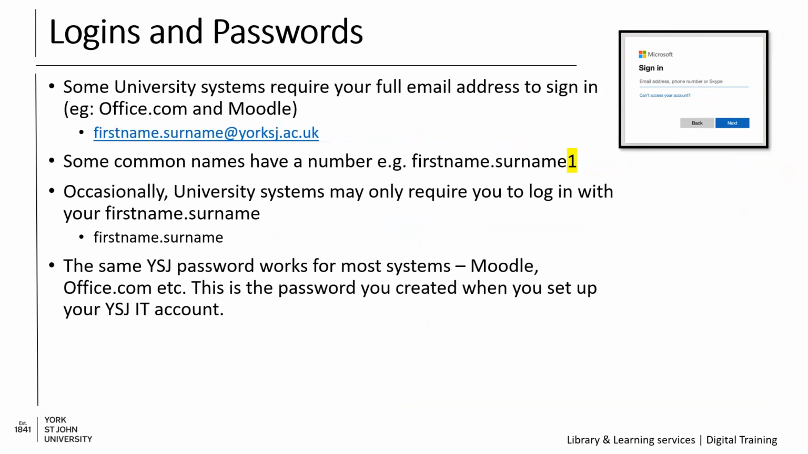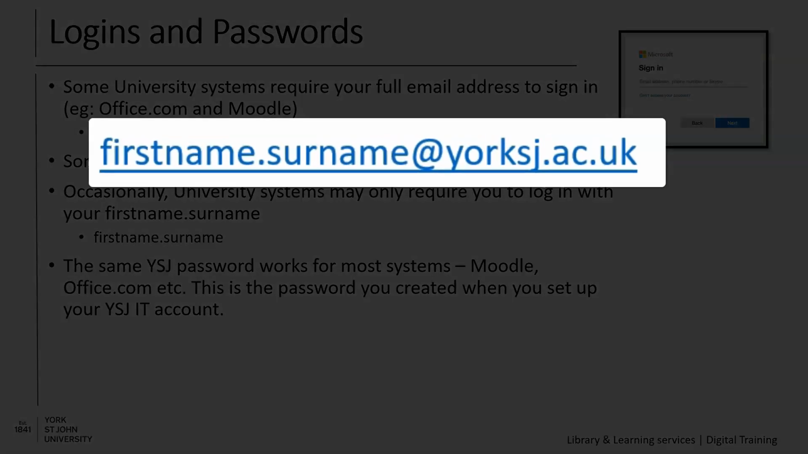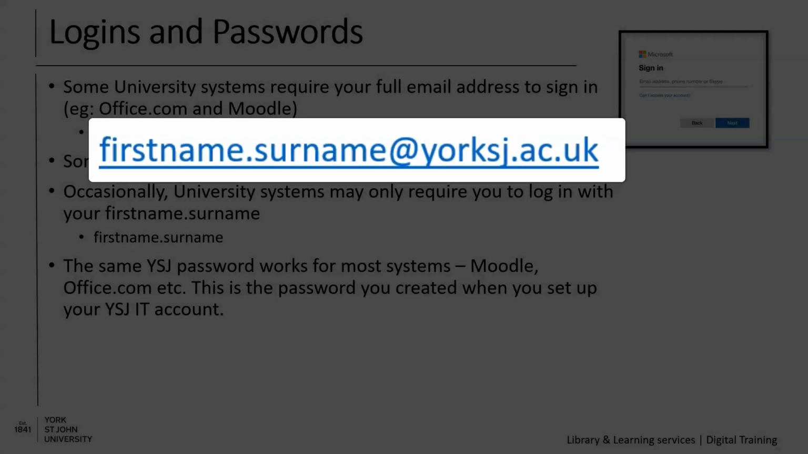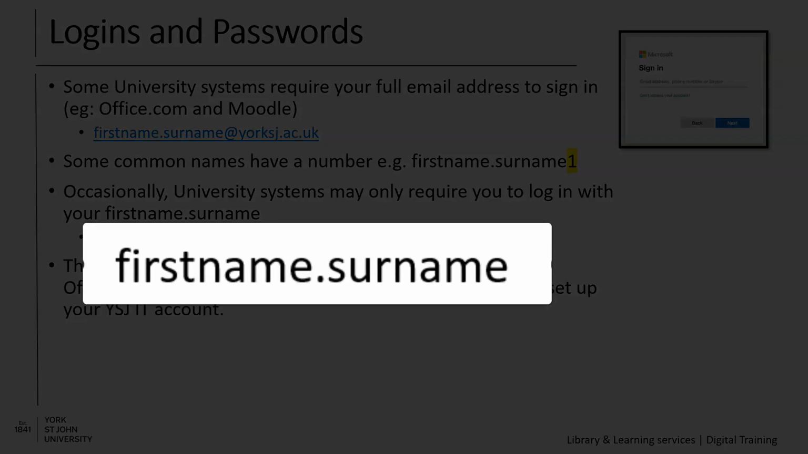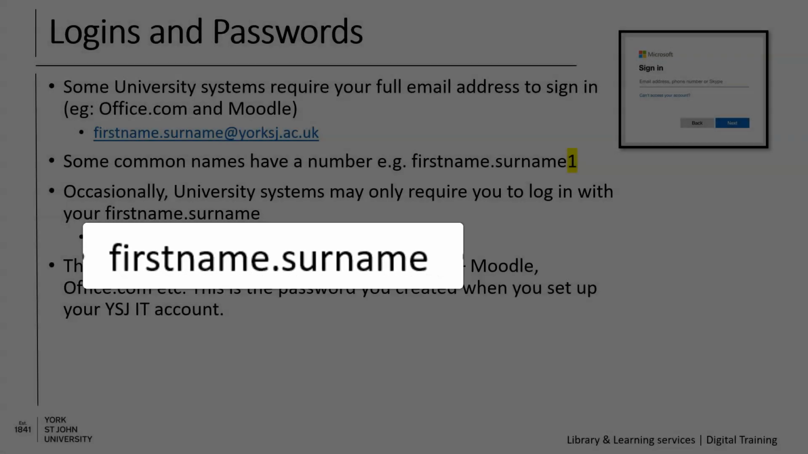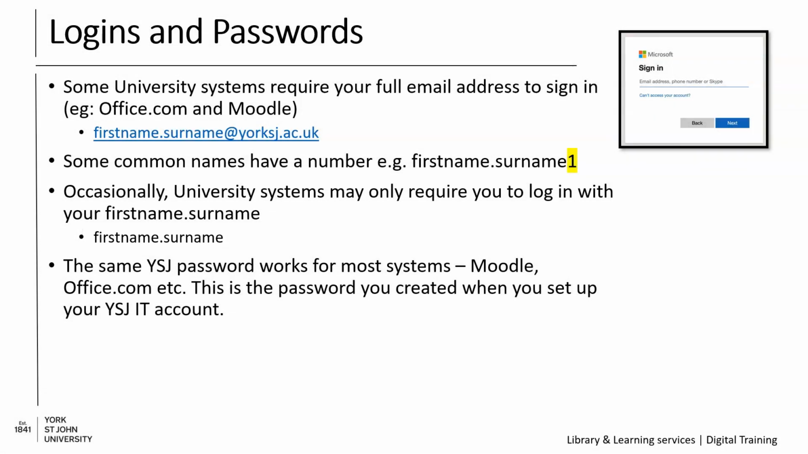Most of our systems use a Microsoft 365 login, which will be your full email address and your York St John password. A few of our systems may just need you to use the first name and last name without the yorksj.ac.uk at the end. However, they all operate off the same password, whichever way you log in.